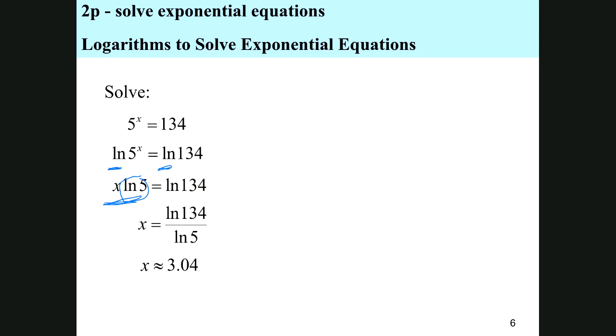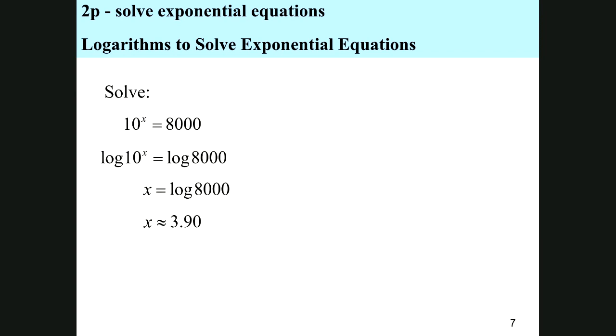I've got some number multiplied times x, so I just divide by that number. Same thing here, I've got some number multiplied by x, so let's just divide by the natural log of 5. That's why it moves down there. So this right here is our exact answer, the natural log of 134 divided by the natural log of 5. If we need an approximation, we can put that into the calculator and get 3.04. So that's how we use logarithms to solve exponential equations.